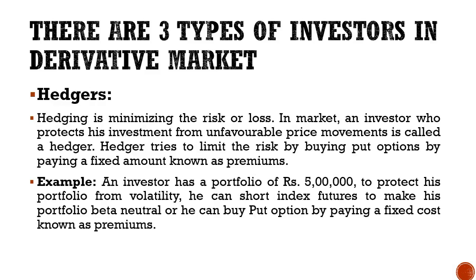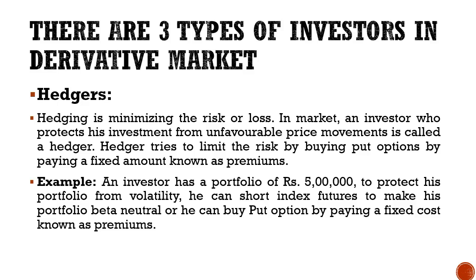The next type is known as the hedger. Hedging is minimizing the risk or loss, as we have learned earlier also. In the market, an investor who protects his investment from unfavorable price movement is called a hedger. So any person who tries to protect his investment from the volatility of the market is known as the hedger. So the hedger tries to limit the risk by buying put options by paying a fixed amount known as premium.